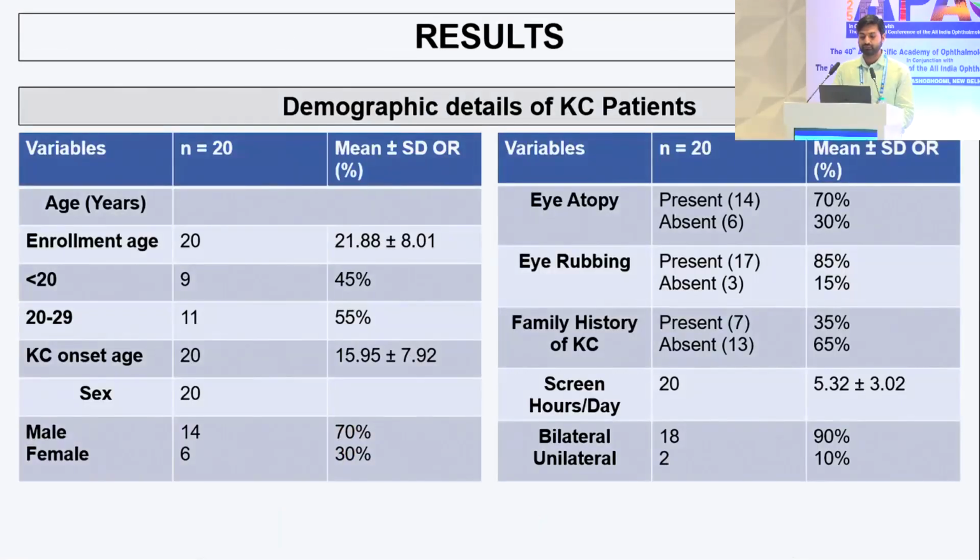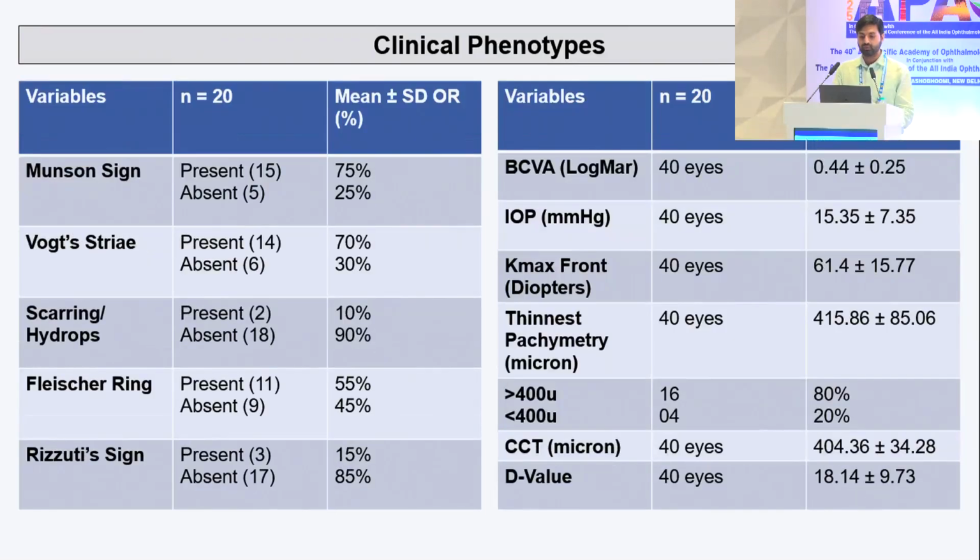These are the demographic details of these 20 keratoconus patients, with a male preponderance in the study. 70% of the patients were male, and more than 70% of the patients had a habit of eye allergy and eye rubbing. 35% of the patients had a family history of keratoconus. Coming to the clinical phenotypes, the Munson sign and Vogt stripe are present in the majority of cases, more than 70%, whereas flesh-showing is present in 55% and rigidity sign in only 15% of the cases. The thinnest pachymetry recorded averaged 415.86 plus or minus 85 microns.